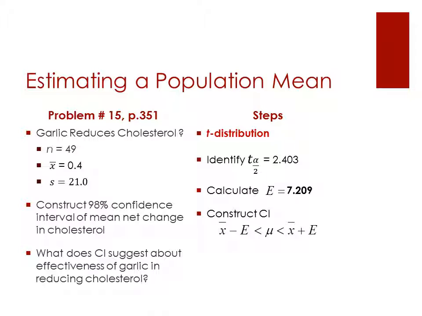Okay, you should have got 7.209 for your margin of error. So now we're going to take that number and plug it into the confidence interval formula below along with your mean. So again, pause the video while you plug those numbers in to get your answer, and then turn it back on and we'll check it together.